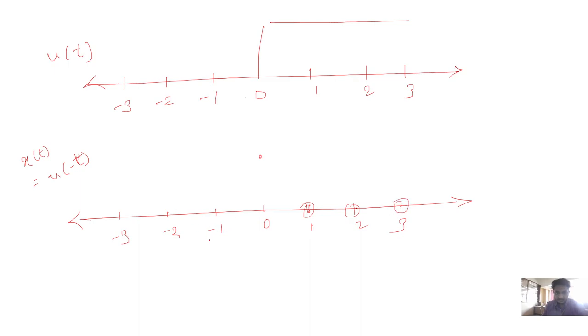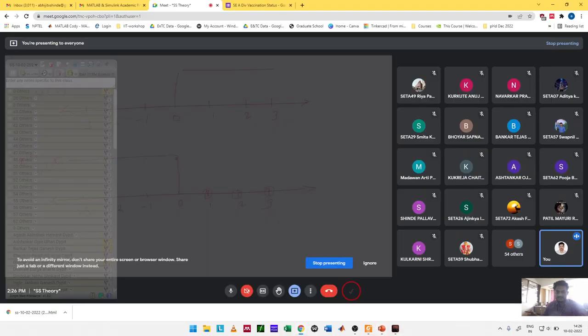Now, the interesting thing will happen if I put the value of minus 1 over here. Minus minus will be plus, and u of 1 is 1. Therefore, the value will be 1. Minus 2, if I put over here, it's minus minus plus, so u of 2 is 1. So it will be like this. Am I clear? Is it clear? Please raise your hand if it is clear to you.